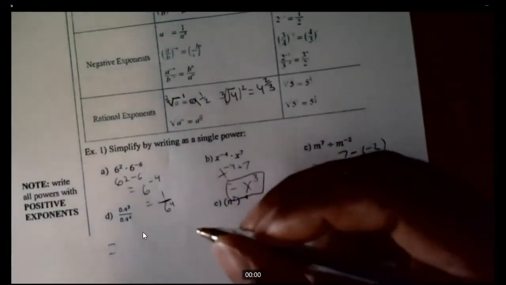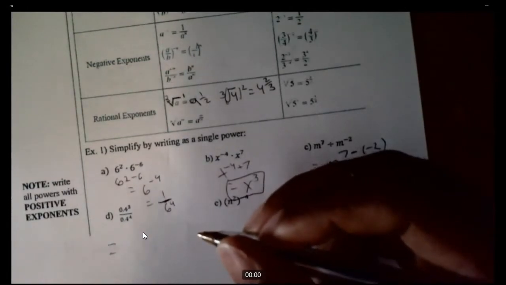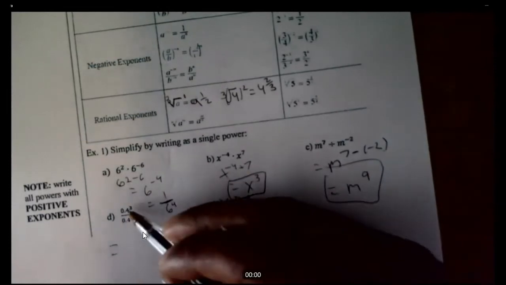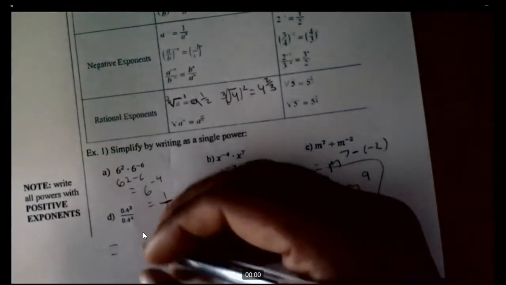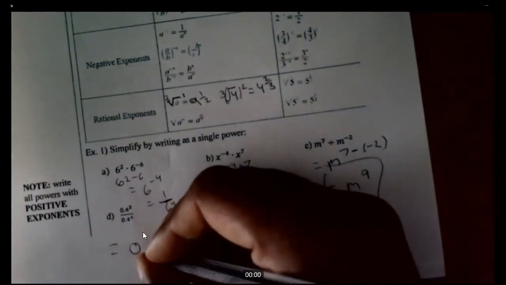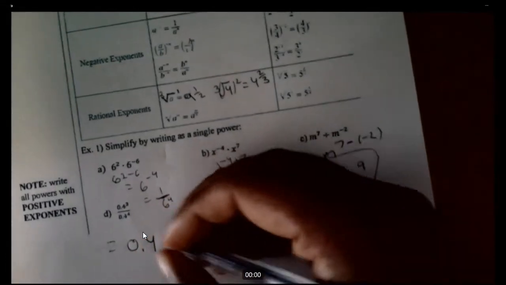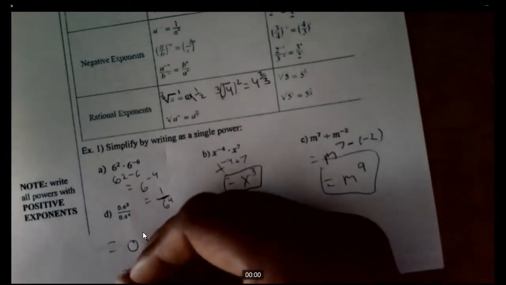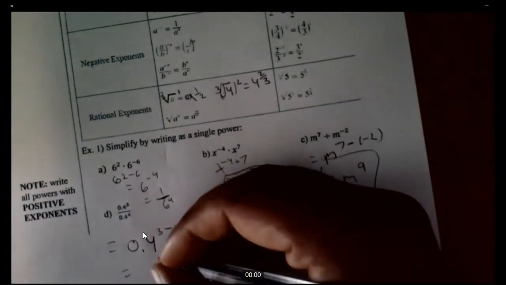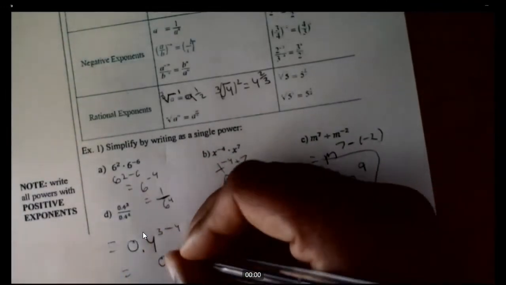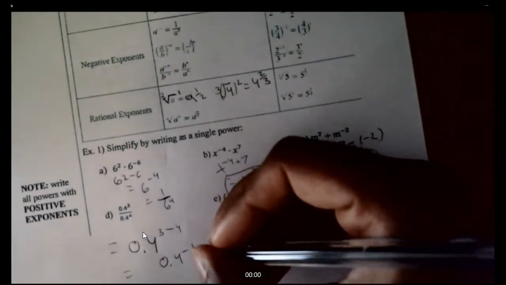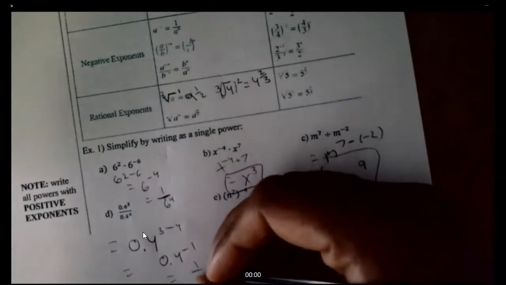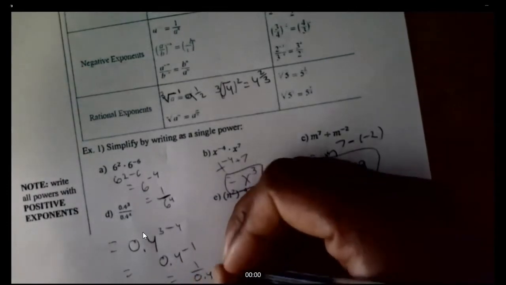Okay, here's a decimal one here. So let's try that. You're dividing them, but the base is the same. So when you're dividing, you're just going to subtract, right? So power of 3 minus 4, so equals 0.4 to the power of negative 1. Okay. And remember, you're just going to flip it to find the positive exponent, right?